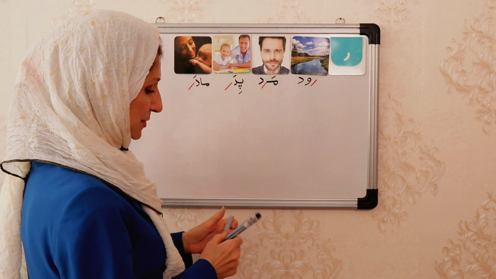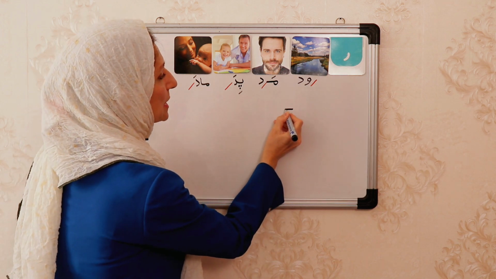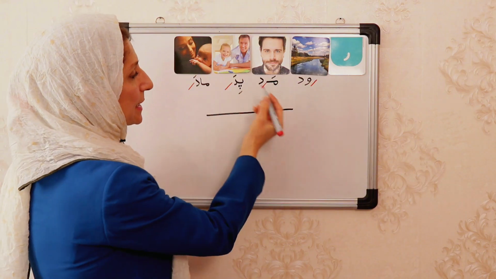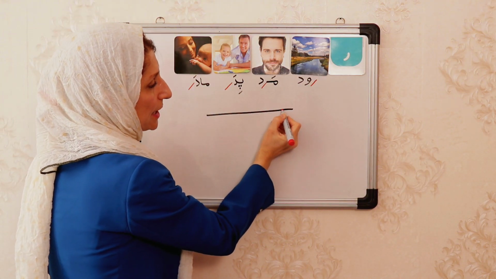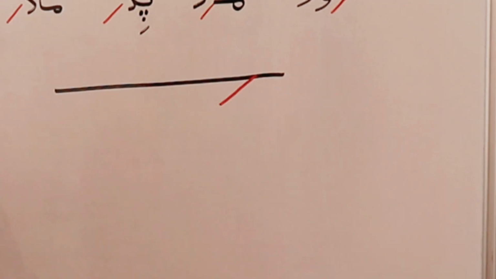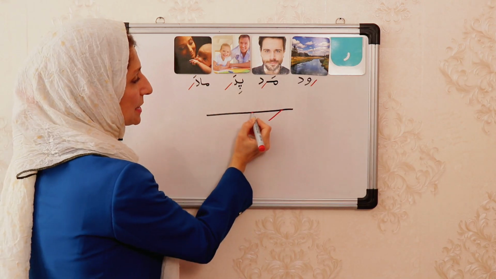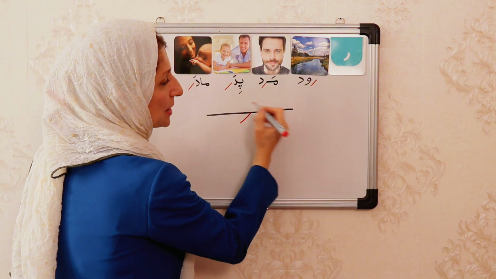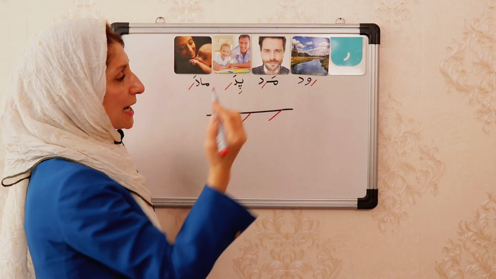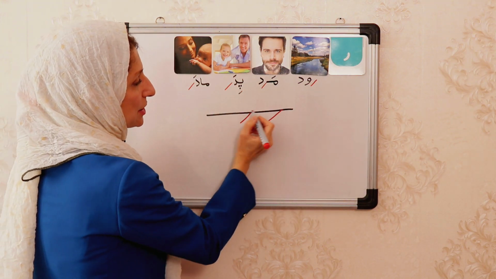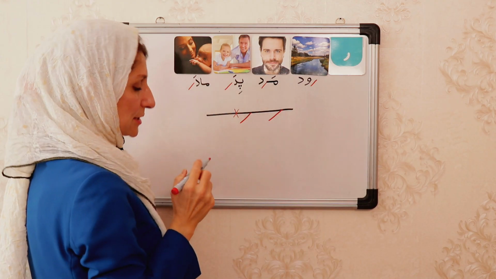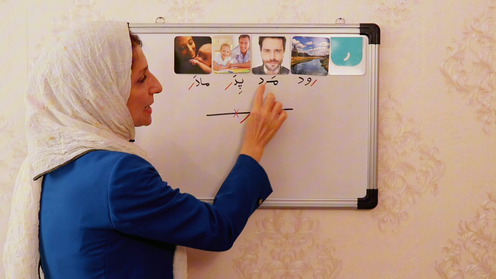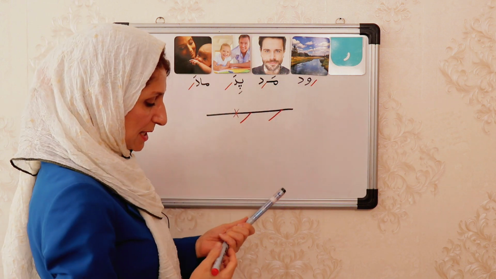Let's write it to see how we write re. Re, we start on the line and go to left. Re, very easy, you see? Re can connect to the previous sound and take the hand of the previous sound, but not the next. You see, in mard, re has taken the hand of me.